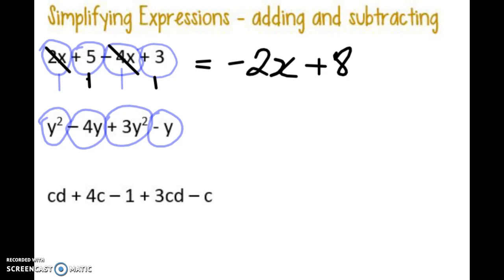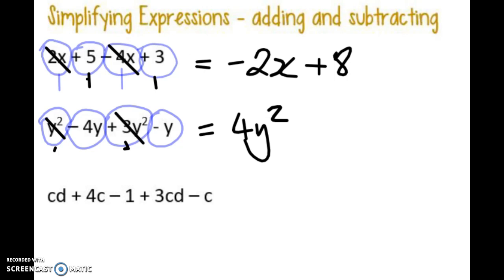So our first like terms, we'll look at y squared. So we've got 1y squared there. y squared is just 1y squared. And we've got 3y squared here. So 1y squared plus 3y squared is 4y squared. So we've dealt with those ones.